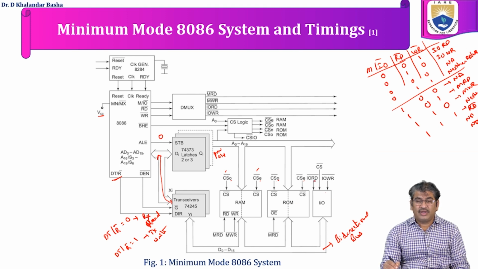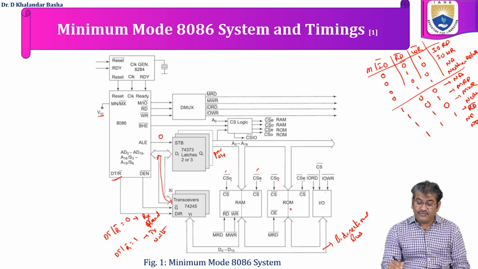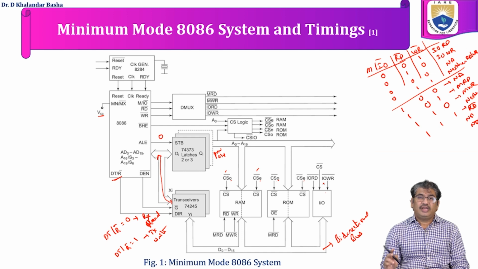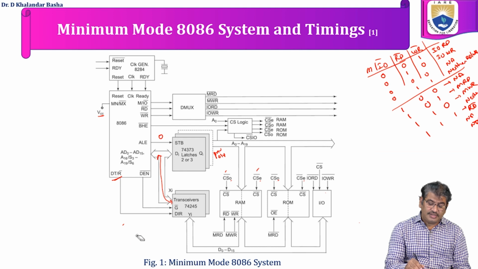For IO operations, we are going to have IO read and IO write operations. The control signals related to memory will be applied to ROM and RAM. For RAM, we have both read and write permissions, so memory read is given as one input, and memory write is given as another input. Whereas for ROM, we have only read permission, so only memory read is given. Whereas for IO devices, we apply both IO read and IO write operations. So these are the various functional blocks we have inside the minimum mode of the 8086 processor.